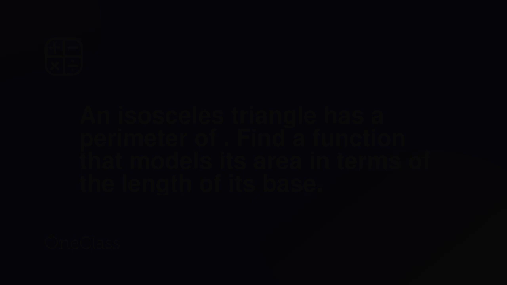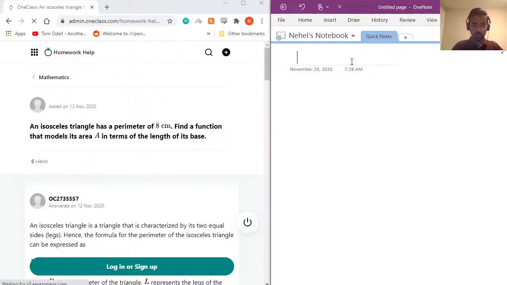Okay, let's get into the next question. An isosceles triangle with a perimeter of 8 centimeters. Find a function that models its area in terms of the length of its base. Okay, this is a fun one.